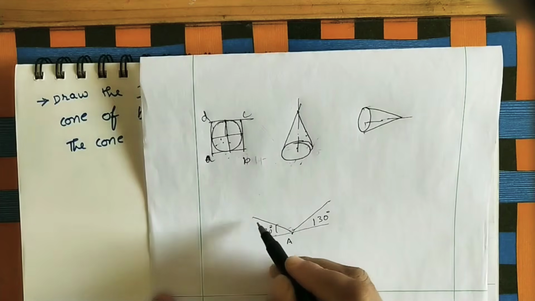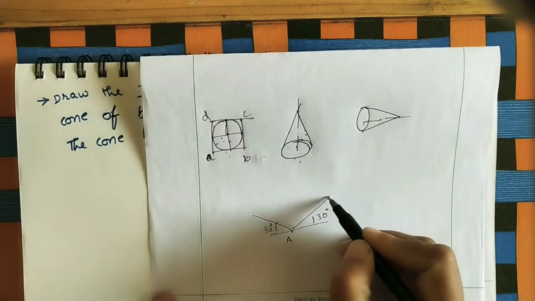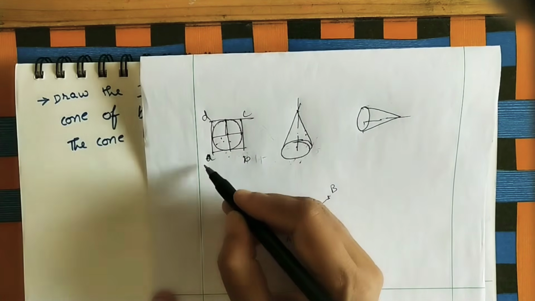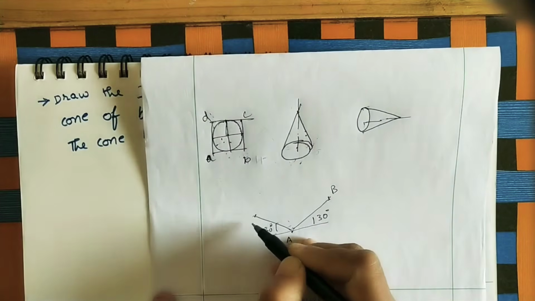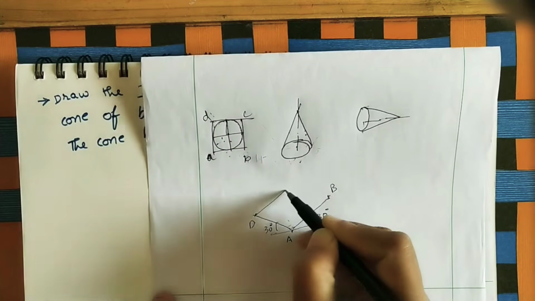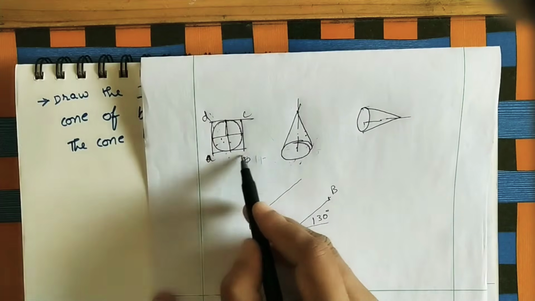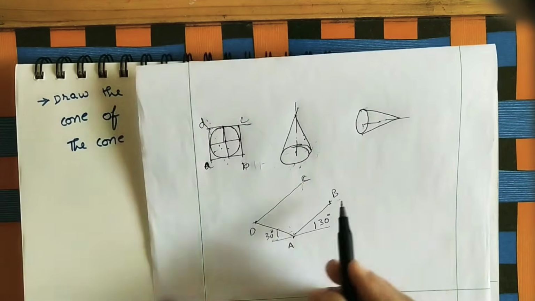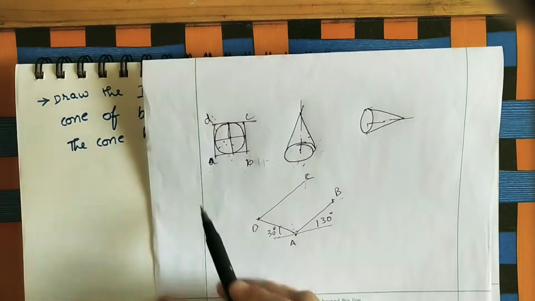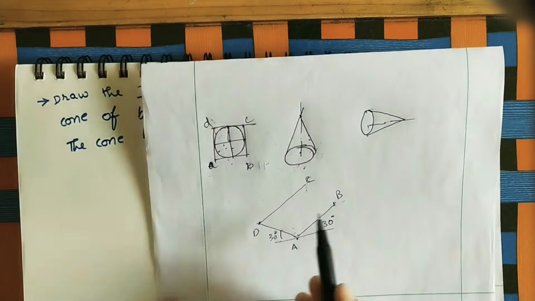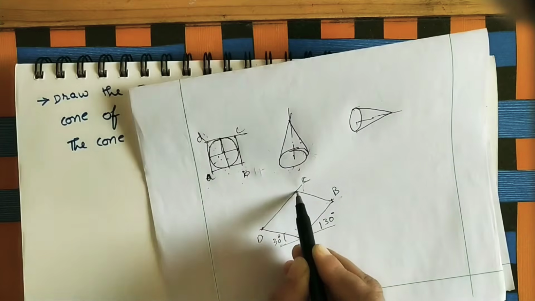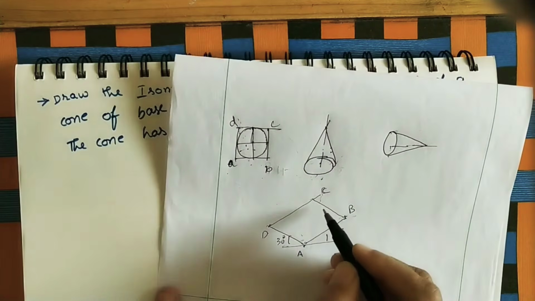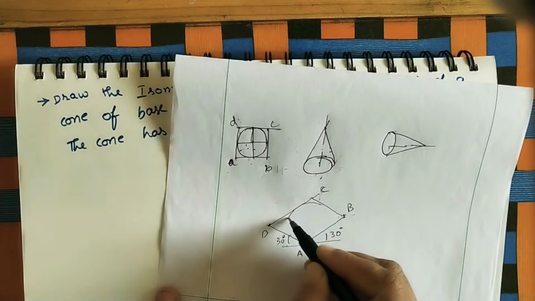And then on one side we have to take this length, AB length. On the other side we have to take AD length. And here we need to take DC line, which is parallel to AB. Now this BC line is parallel to AD. We have to keep this box like this. Now in it we need to do the isometric view of this circle.